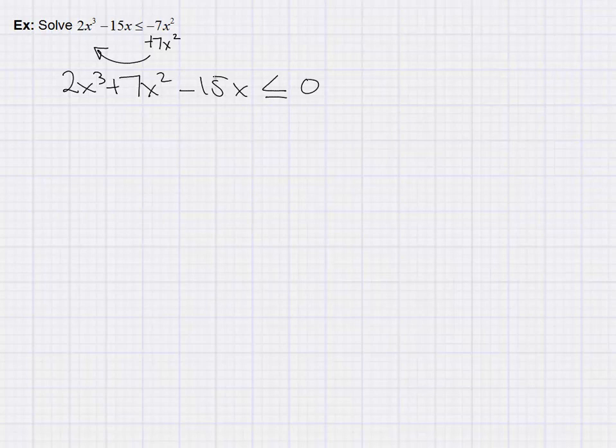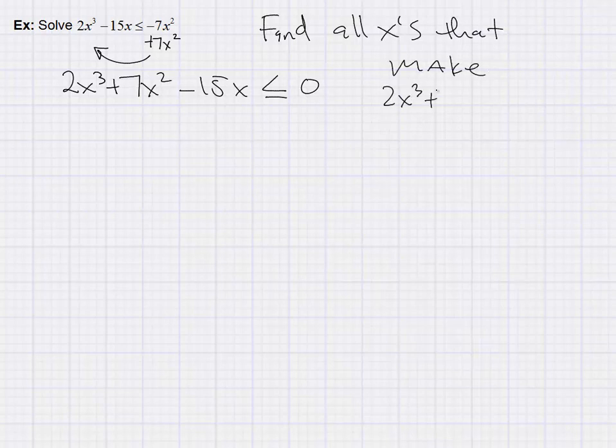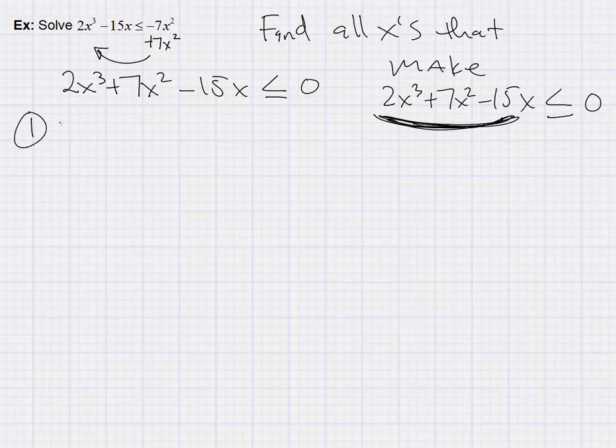So if I'm going to try and solve this polynomial inequality, I need to find all x's that make 2x cubed plus 7x squared minus 15x less than or equal to 0. Okay, so what x's can I plug in here that will give me a negative number or 0 is essentially what I'm trying to find. So the first thing we're going to do is find the zeros of 2x cubed plus 7x squared minus 15x.